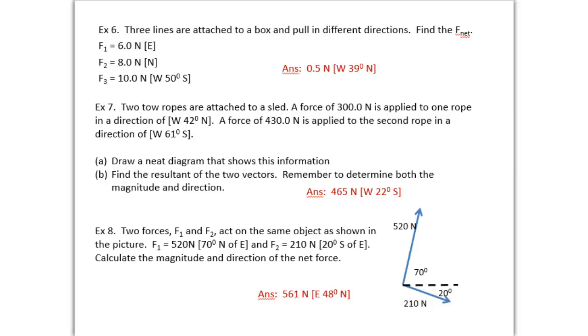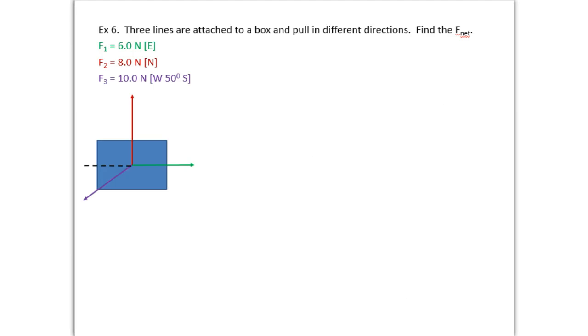Hi folks, last class you were asked to do these three questions, so look at each of them separately now. Okay, example 6, three lines are attached to a box and pulled in different directions. Find the net force. So you were just given the three forces.